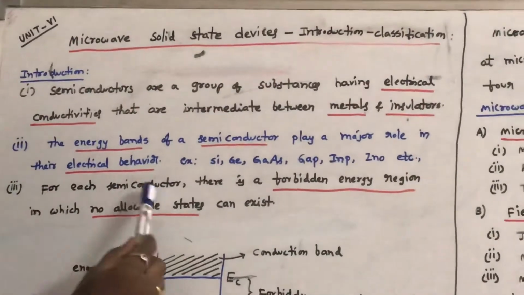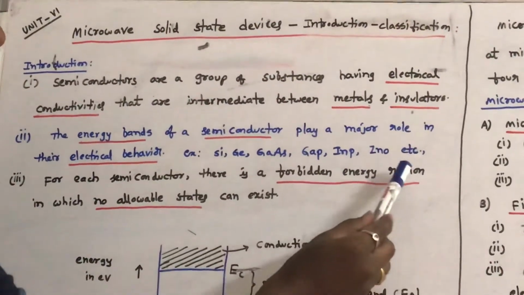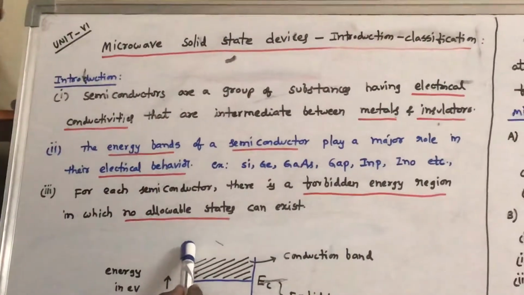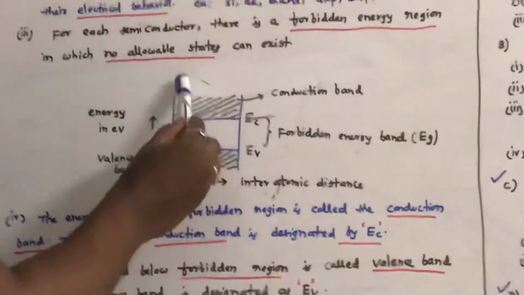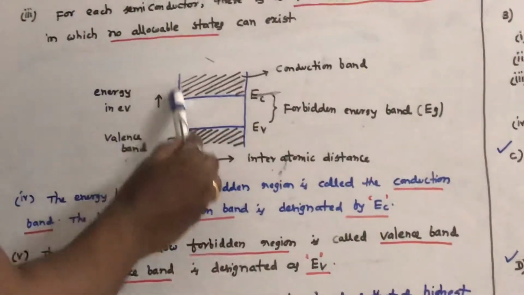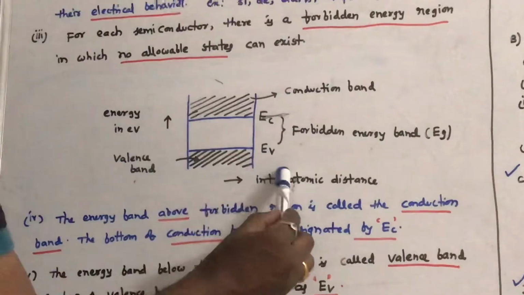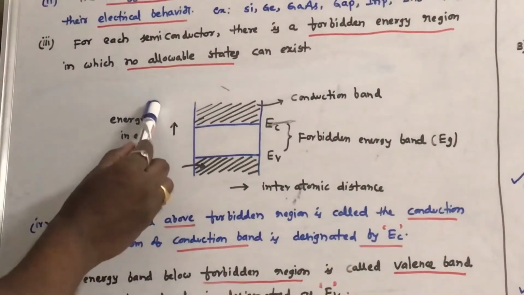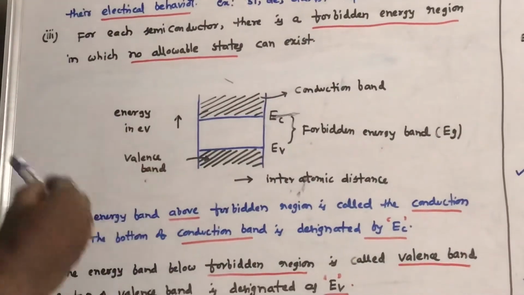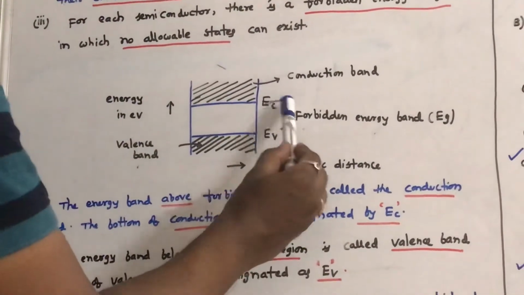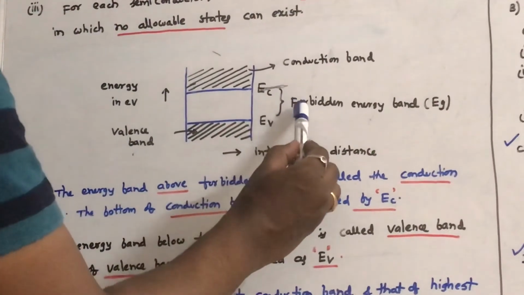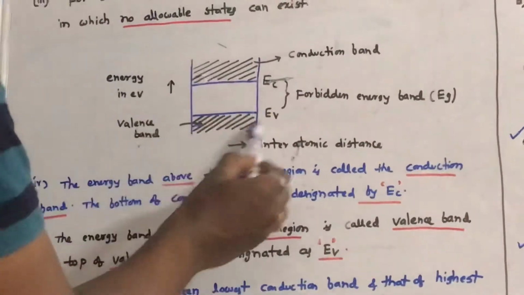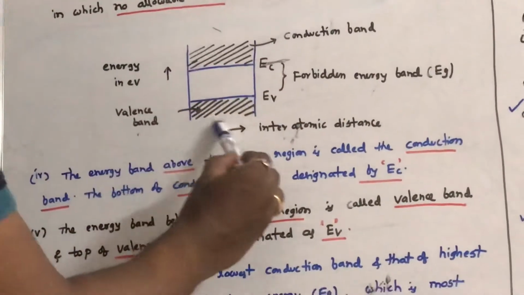Now, for each semiconductor, there is a forbidden energy region in which no allowable states can exist. So this is the general energy band diagram of a semiconductor device. Here the horizontal axis represents the interatomic distance and the y-axis represents the energy in electron volts. You can see this is the forbidden energy band, in which no allowable states can exist. Let us see in short about this energy band diagram of a semiconductor.